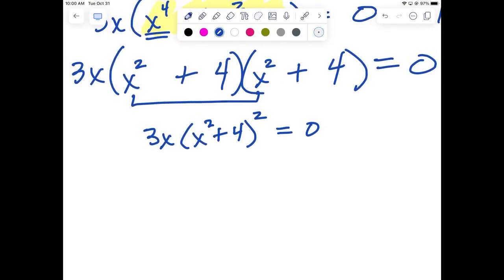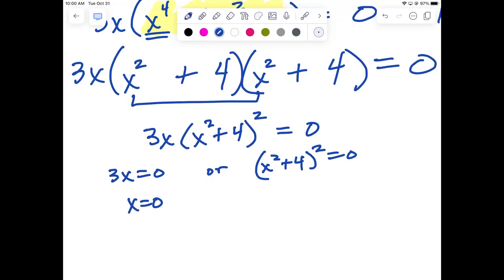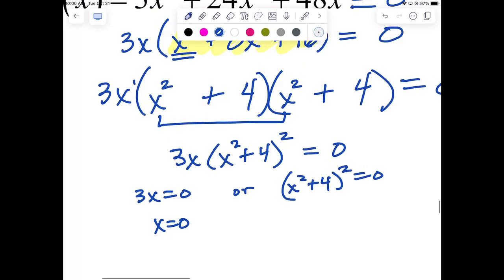All right, now I can set each of the factors equal to 0. So either 3x equals 0 or x squared plus 4, quantity squared, equals 0. Well, if I solve this, I get x equals 0. That's no big deal. What's the multiplicity of that root? Yeah, its exponent is 1, so that's a multiplicity 1. So that's one of the 5.